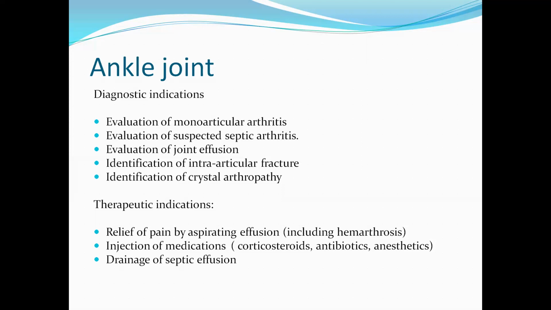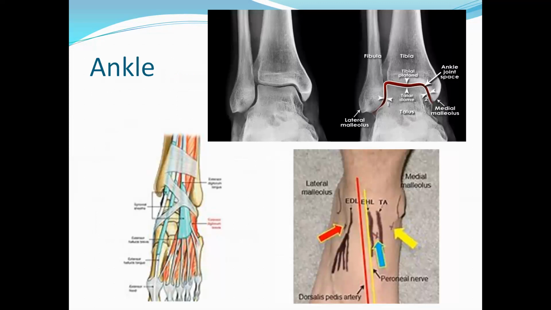There are therapeutic indications of injection into the ankle joint: relief of pain by aspiration of the effusion. If it's a traumatic condition with huge swelling of the ankle joint, you can aspirate the joint, and immediately the patient will have relief from pain. Injection of medications like corticosteroids, antibiotics, anesthetic into the joint. And when it is infected, in septic arthritis, drainage of the joint is sometimes required to decrease the bacterial load and to decrease the tension of the joint. So surface landmarking is very helpful for the ankle joint.